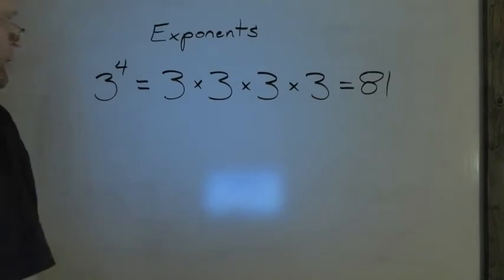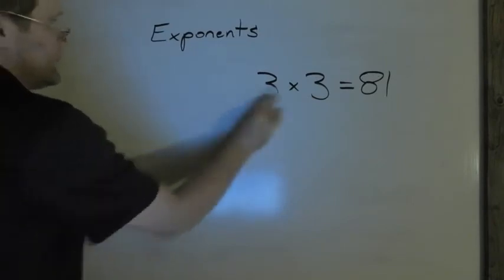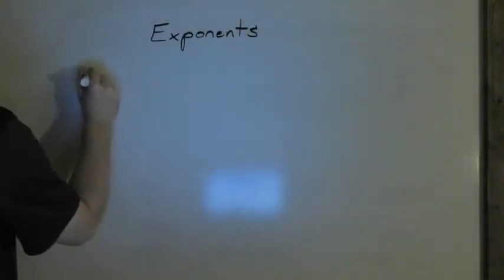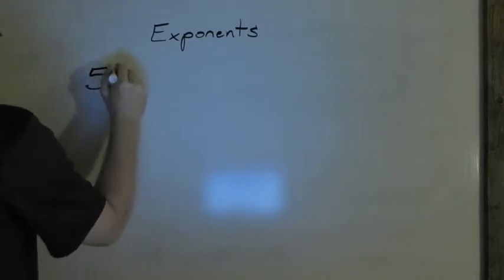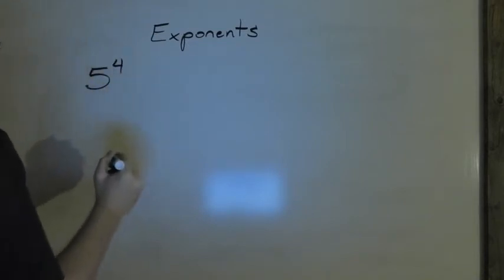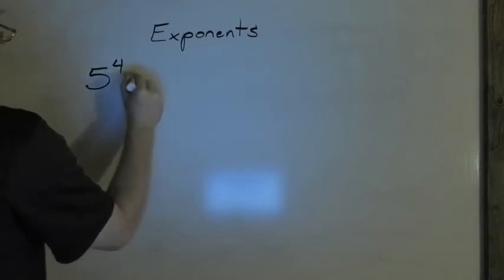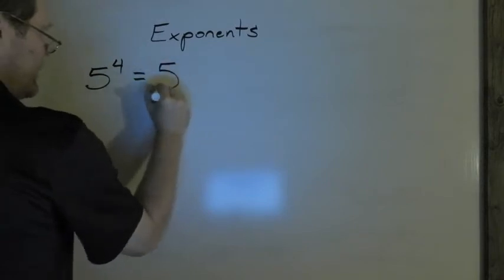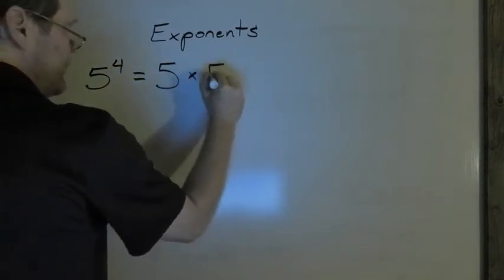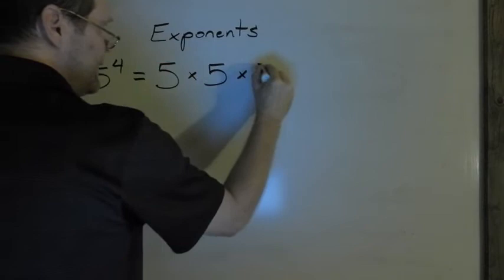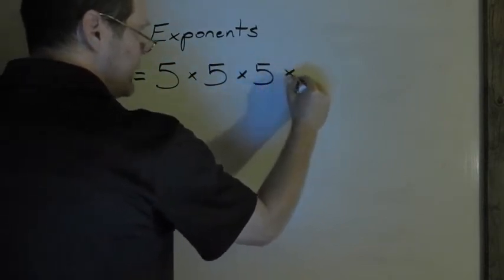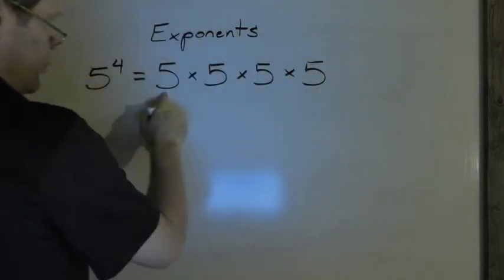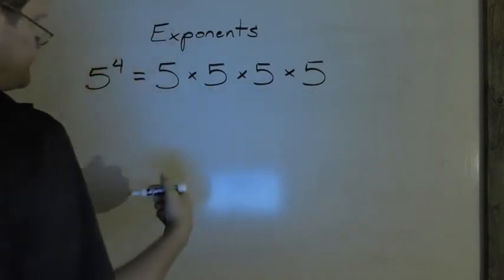Let's look at another exponent. Let's look at 5 to the fourth power. Once again, we're going to have to write this out. 5 to the fourth power, we're going to have 5 times 5 times another 5 times another 5. 1, 2, 3, 4 of them.